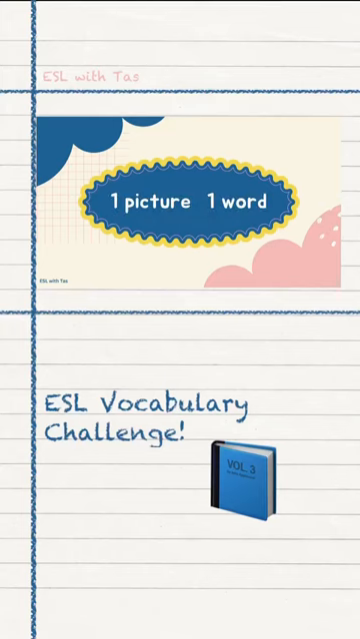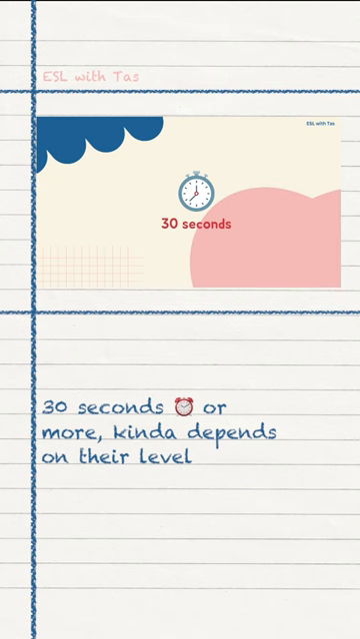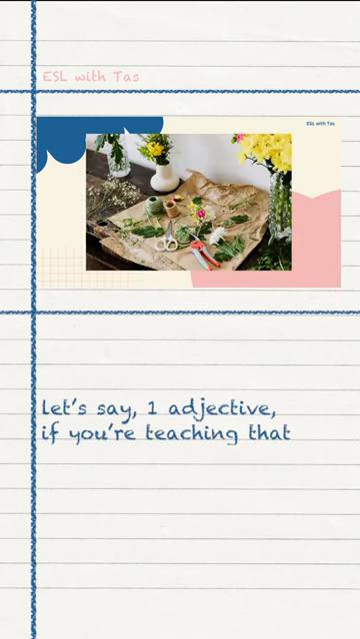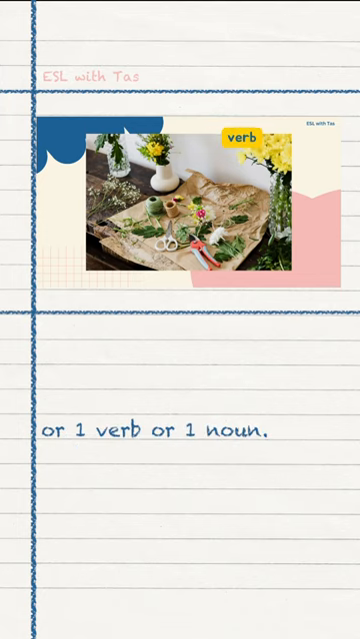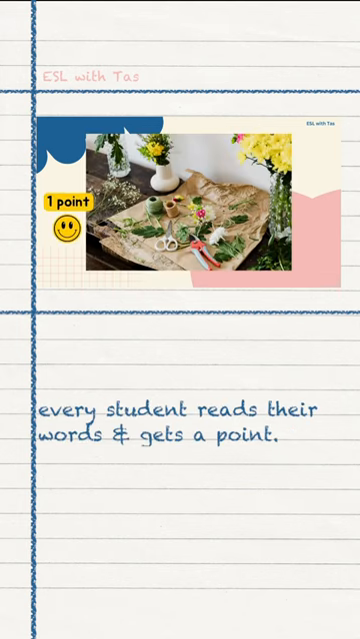One picture, one word. Tell your students that they have 30 seconds or more, kind of depends on their level, to look at this photo and write down, let's say, one adjective if you were teaching that, or one verb or one noun. After the 30 seconds are over, every student reads their words and gets a point.